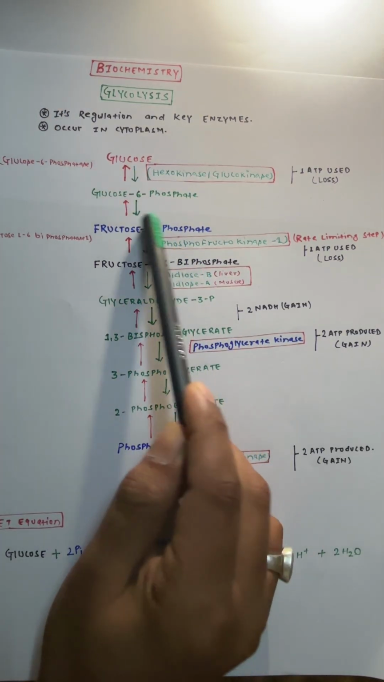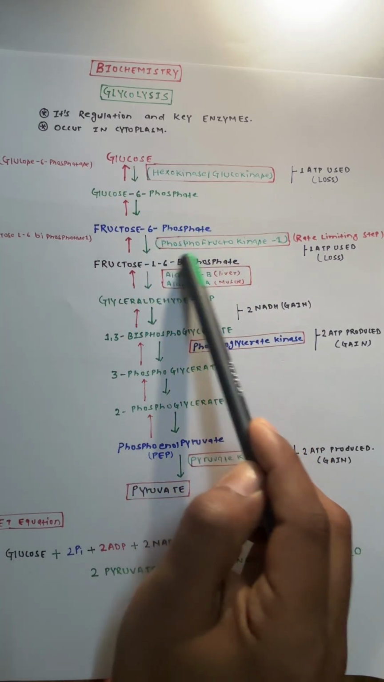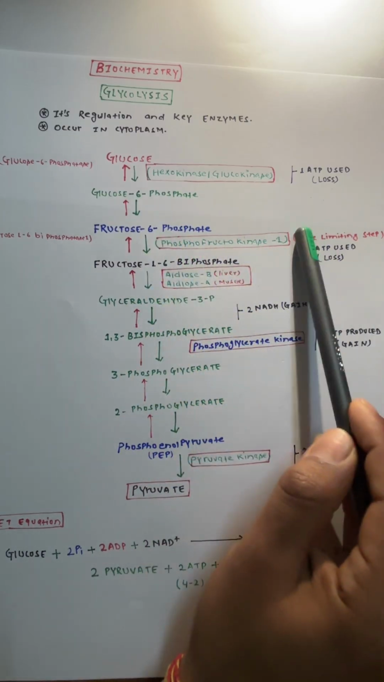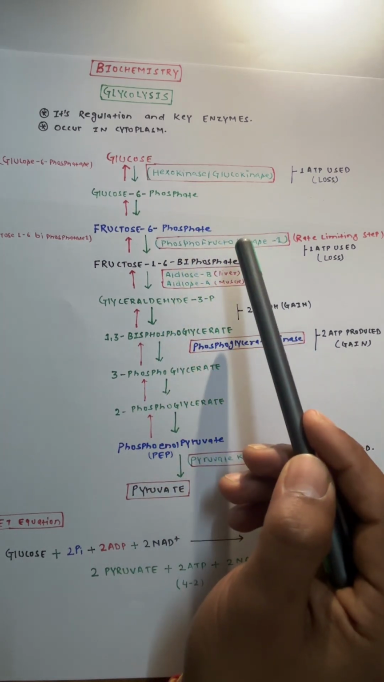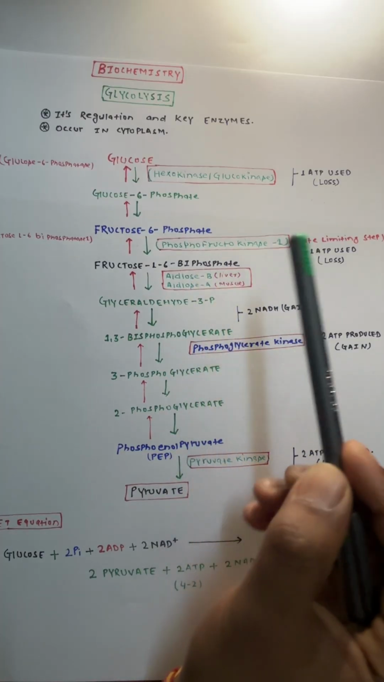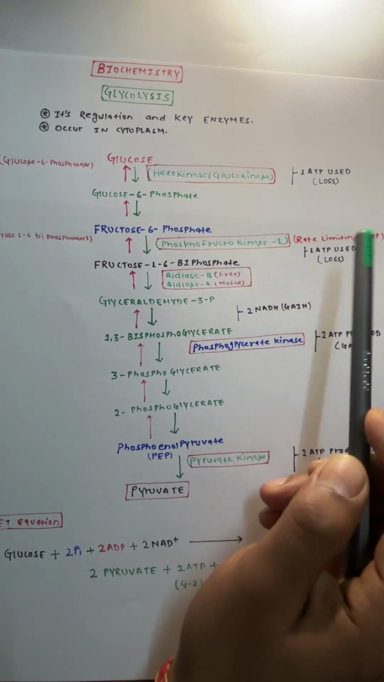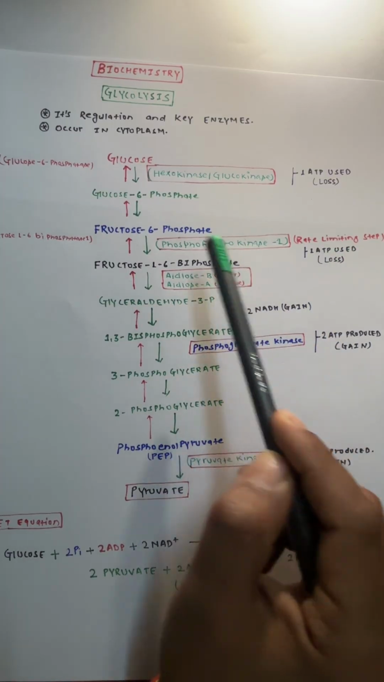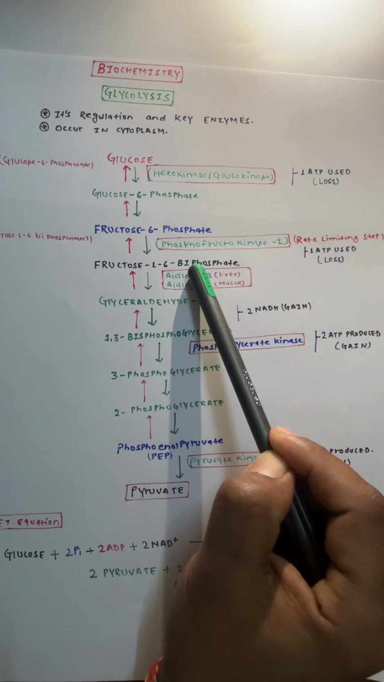In this step we are using the enzyme phosphofructokinase 1, and this step is very important because many MCQs are asked from it. This is also called the rate limiting step. Most of the time an MCQ asks which is the rate limiting step of glycolysis: converting fructose 6-phosphate to fructose 1,6-bisphosphate. And which enzyme is used in the rate limiting step? Phosphofructokinase 1. In this step also we lose one ATP. It means one ATP is used to convert fructose 6-phosphate to fructose 1,6-bisphosphate.